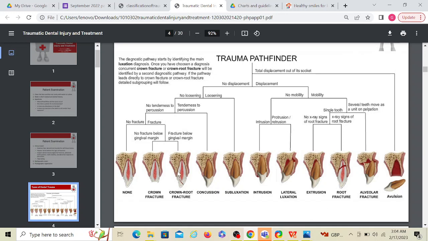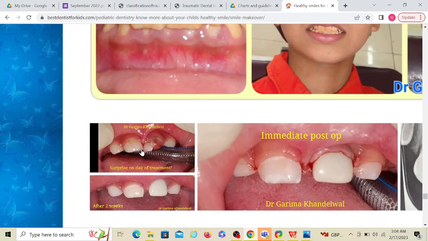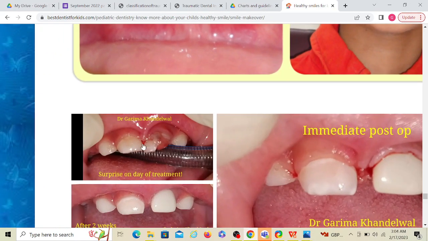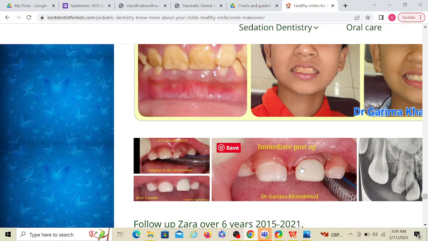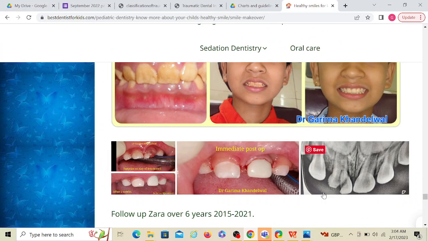Now in case of a complicated crown root fracture, let me show you one of my own cases. You see this? This was a 2-year-old child when they had come. Not even two, actually. The canines have also not erupted. This is how they came, and this is how the X-ray was. Have a look at this. The tooth was fractured at two different levels. This was a full-on fracture.